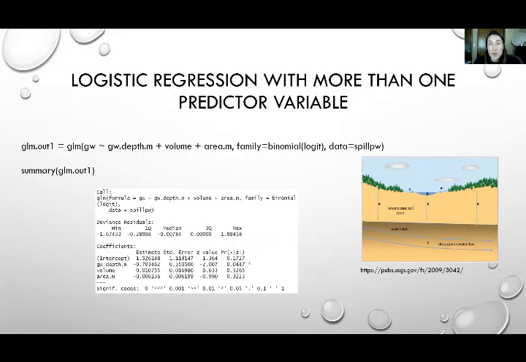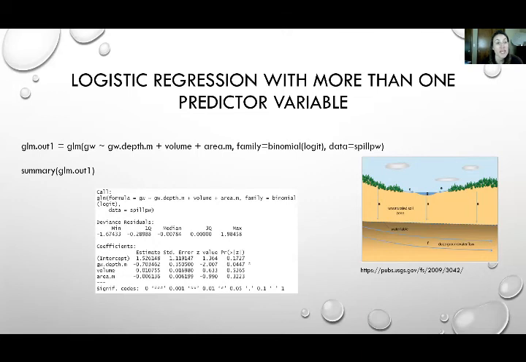And so now I want to just briefly touch on another aspect of logistic regression, which is that you can have multiple predictor variables in your model. If you recall in the beginning, I had mentioned I hypothesized that larger volumes of water spilled would result in increased risk for groundwater contamination, as well as larger surface areas affected. And I hypothesized that that would also result in increased risk for groundwater contamination.